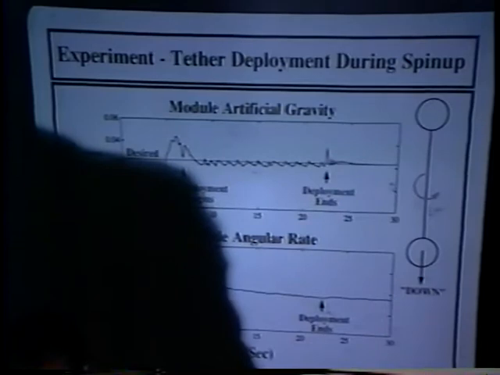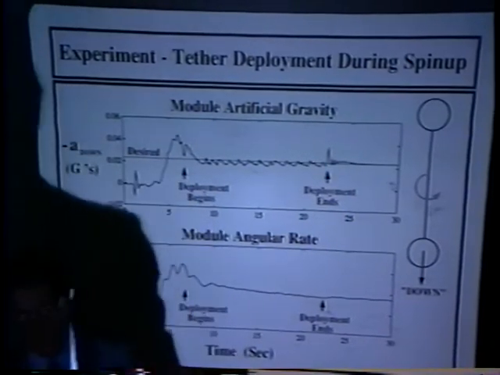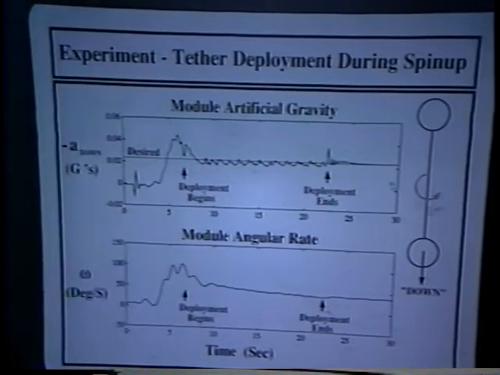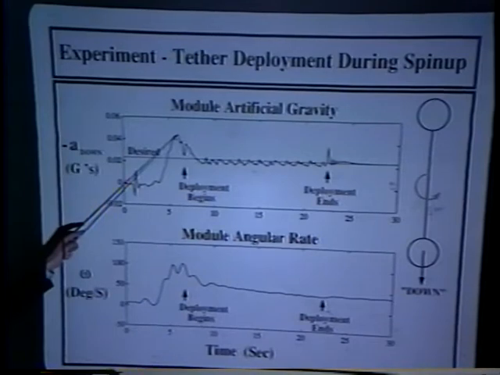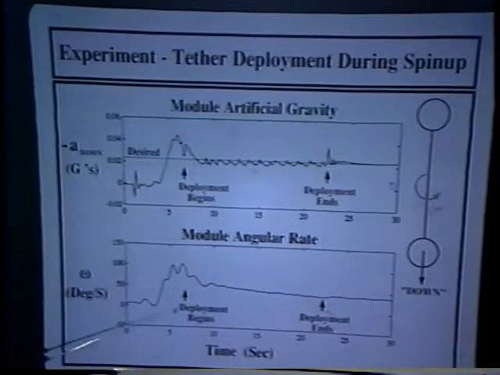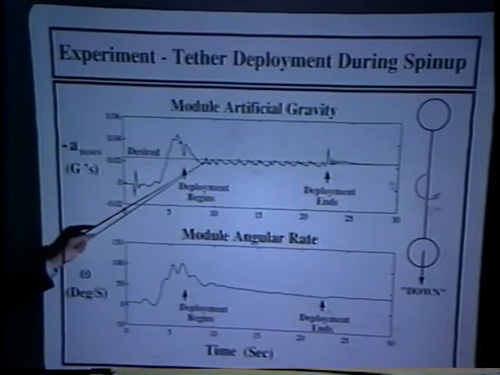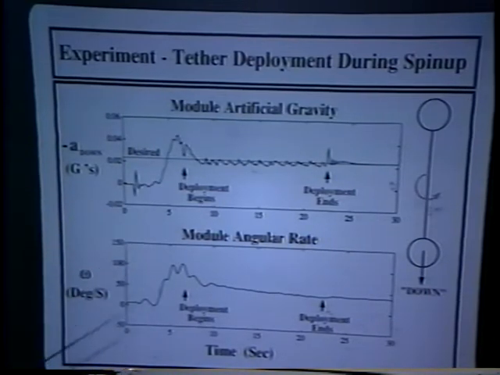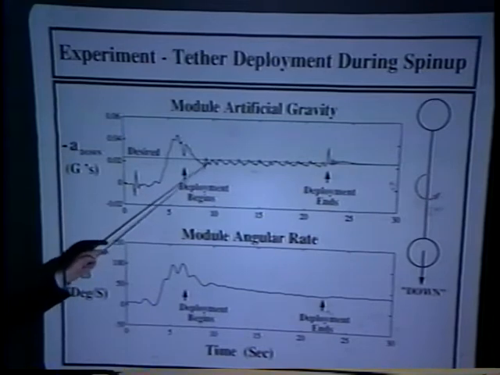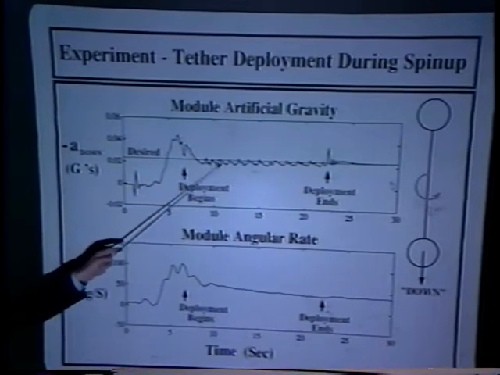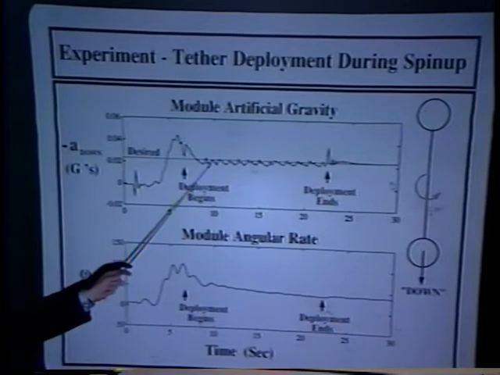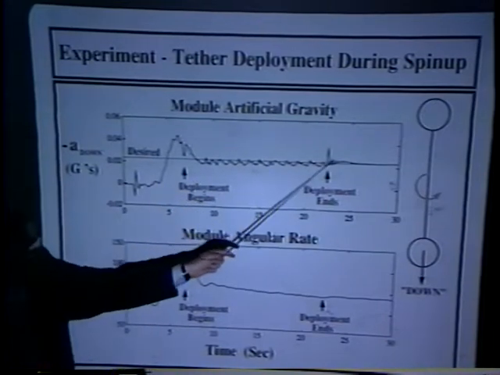The tether was deployed at a constant rate, and as I said, the spin-up thrusters were fired to maintain a constant artificial gravity level. This is the desired level here. Initially, we spin up to a rate that actually gets us above that, and then as the tether starts to deploy, the artificial gravity drops. The linear accelerometer readings tell the computer that it has dropped below the desired level, and spin-up thrusters are fired to keep the configuration rotating quickly enough that the desired level is maintained pretty well.